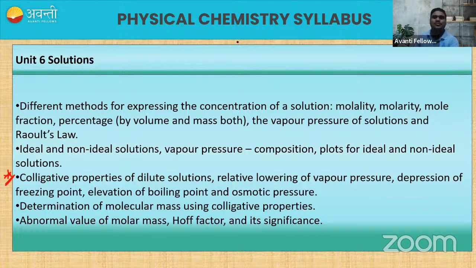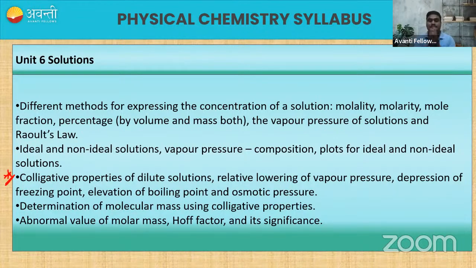All right. So basically, what are colligative properties? Colligative properties are nothing but the properties which depend only on the number of solute particles. So just remember this: the property which depends upon the number of solute particles is known as a colligative property.